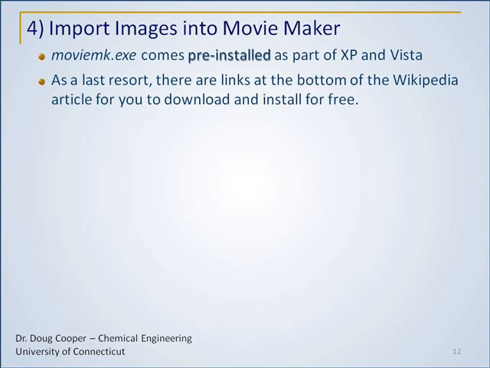Movie Maker comes pre-installed. If you have an XP machine or a Vista machine, Windows XP or Windows Vista, you have Movie Maker somewhere on your computer. If you look under the Programs directory on your C drive, you should be able to find it. As a last resort, the bottom of the Wikipedia article has a way for you to download and install it for free. But I suggest you try to find it on your computer and get it on your desktop so that you can use it for this project.